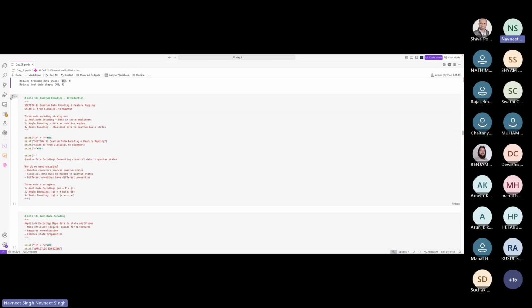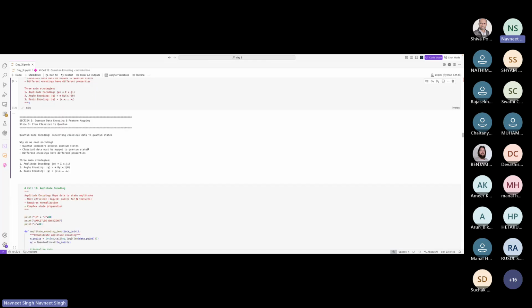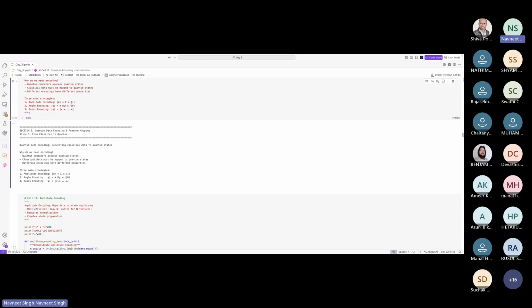So this is just to tell me. Okay, we already discussed what Swati discussed: why we need encoding, what amplitude encoding is, what angle encoding is, what basis encoding is. I think there is one fact about amplitude encoding which Swati didn't mention.